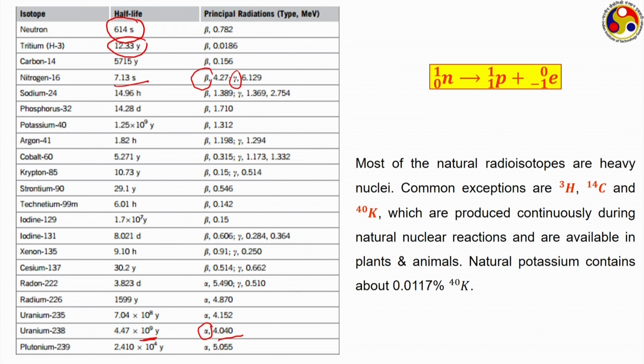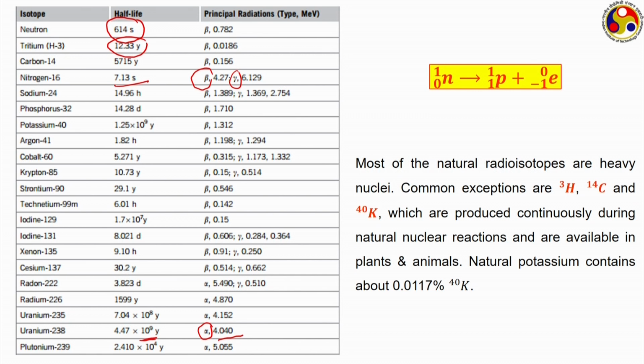Most of the natural radioisotopes are heavy in nature, but as I have mentioned, there are exceptions and several of them are listed in this table. Very common examples can be tritium or carbon 14 or potassium 40, which are all produced during natural nuclear reactions and generally are available in plants and animals. Like potassium 40 is quite common in several kinds of plants. Natural potassium contains about 0.0117% of it. Yes. Whereas tritium is also present in very trace quantity in normal water.